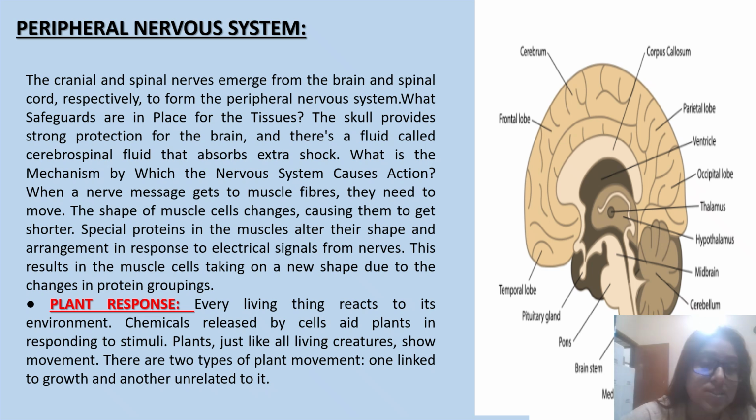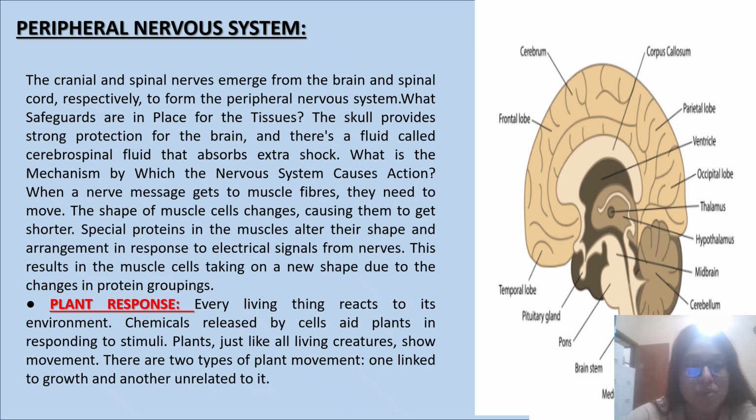When a nerve message gets to muscle fibers, they need to shorten, and special proteins of the muscle alter their shape and arrangement in response to electrical signals from nerves. This results in the muscle taking on a new shape due to changes in protein grouping.